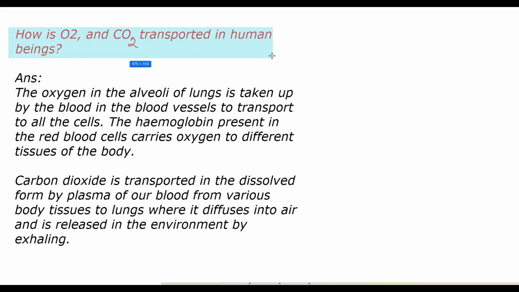The question is, how are O2 and CO2 transported in the human body? Well, most of you have actually seen that you write both O2 and CO2 being transported by RBC, right?